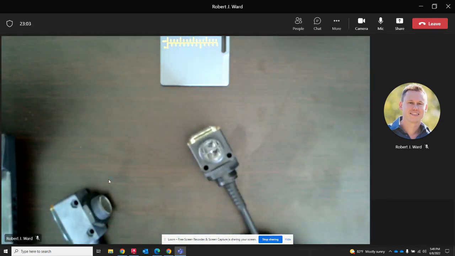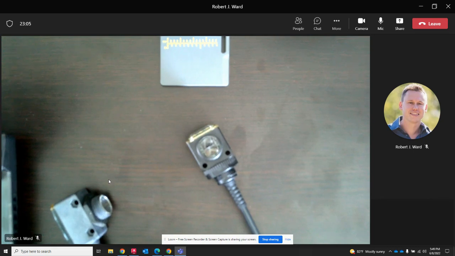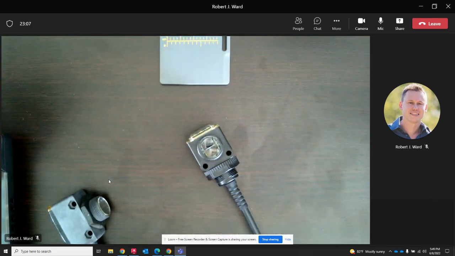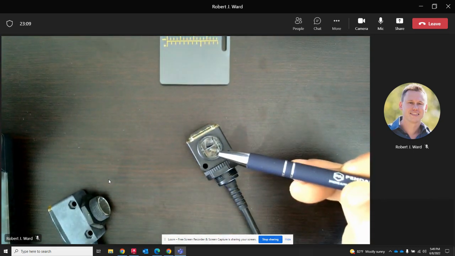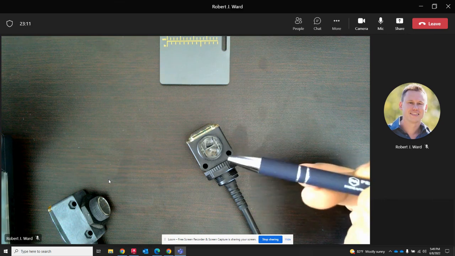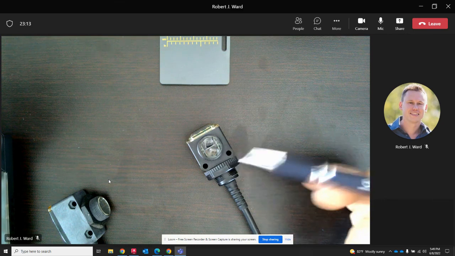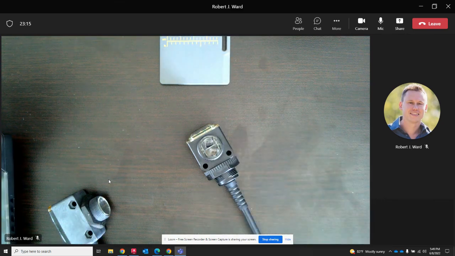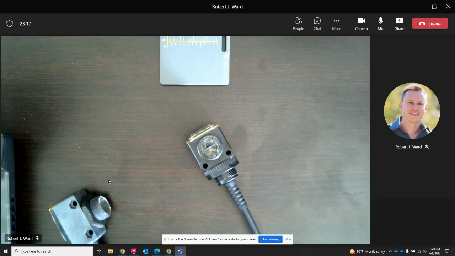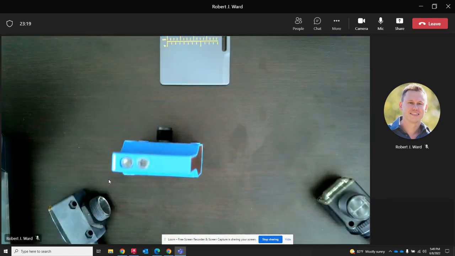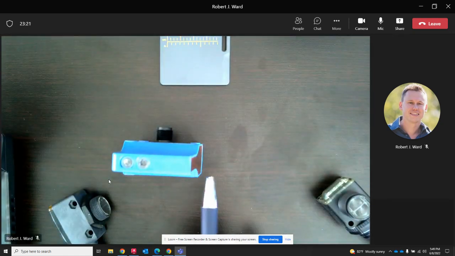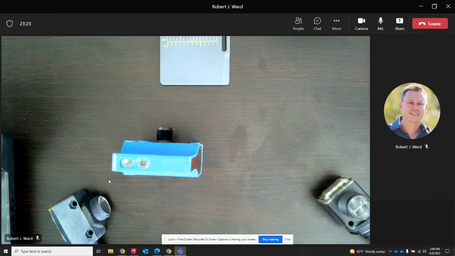Yep. But the problem with that in a normal conveyor application is that dirt and debris accumulates on this lens here, and it will cause the sensor to start picking up that dirt and debris, or it just completely covers it. When you look at this, because it has such a severe angle, it's really hard for the dirt and debris to stick on this side.